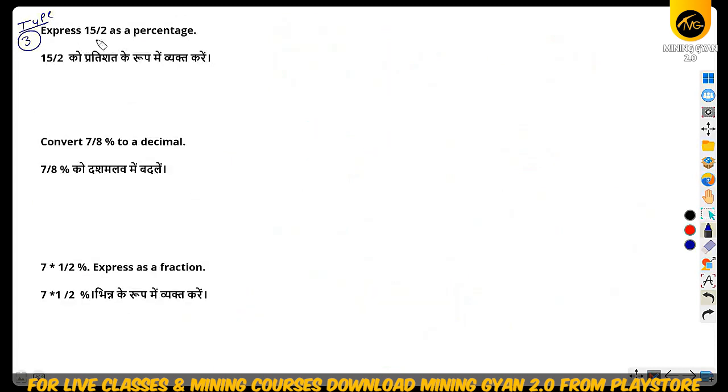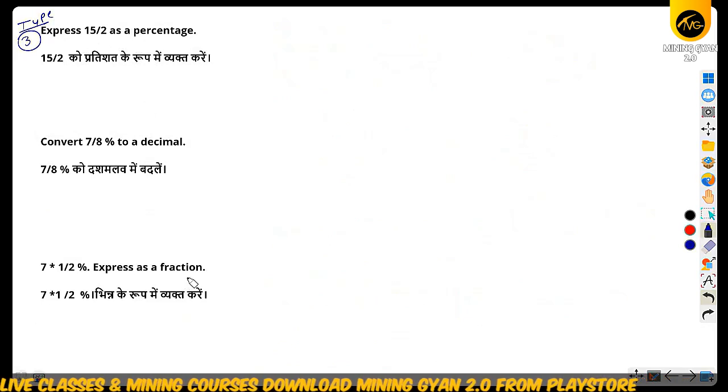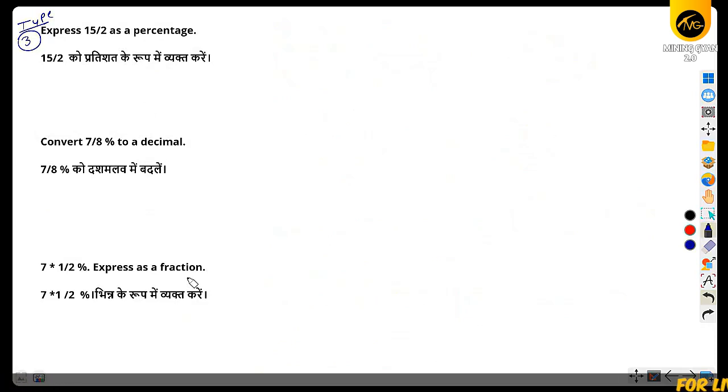Now express 5 divided by 2 as a percent. 5 divided by 2 को हमें परसेंट के रूप में एक्सप्रेस करना है, right? So if you want to convert any fractional number into a percentage, just multiply it by 100 and you will get the percentage form of the fractional number.